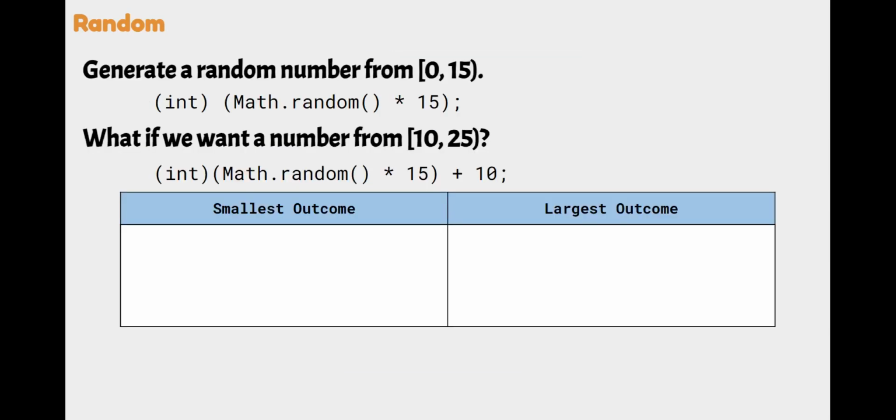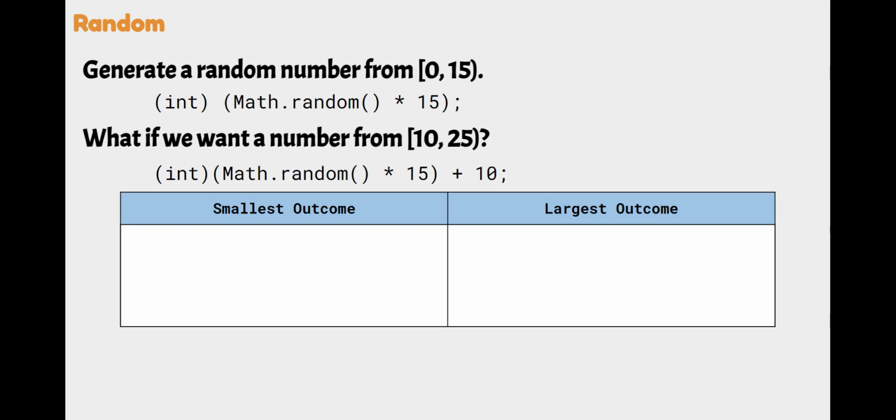What we saw then, if we want to generate random numbers in a range from 0 through 15, not including the 15, we would take Math.random and multiply it by 15. What if we don't want numbers in a range from 0 to something? In our second example, we want a range of numbers from 10 to 25. We have now changed our code. We are still multiplying Math.random by 15, but now we are adding 10 to it. Let's see what this is going to look like.